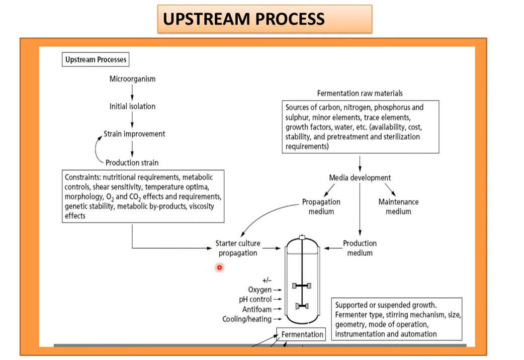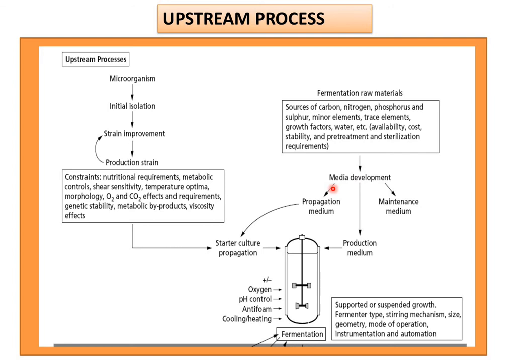Here I will pick up the fermentation raw materials, which consist of the sources of carbon, nitrogen, phosphorus and sulfur. It also includes some minor elements like trace elements, growth factors, water, etc. And the availability, cost, stability and pre-treatment and sterilization requirements are also very important factors to be considered during any upstream process. So including all these things, the media development takes place.